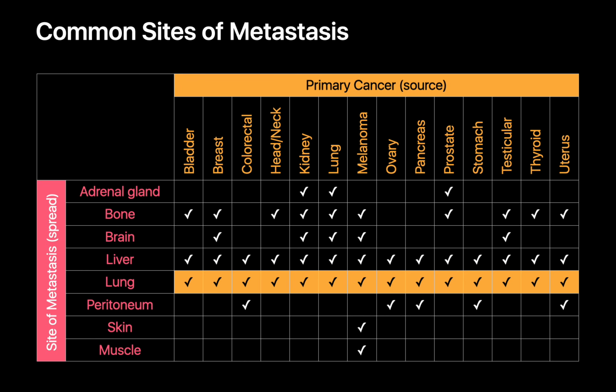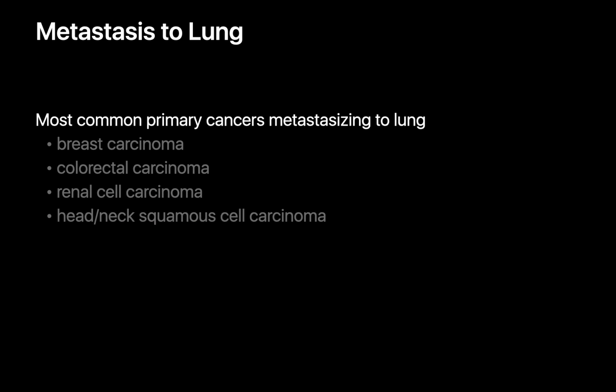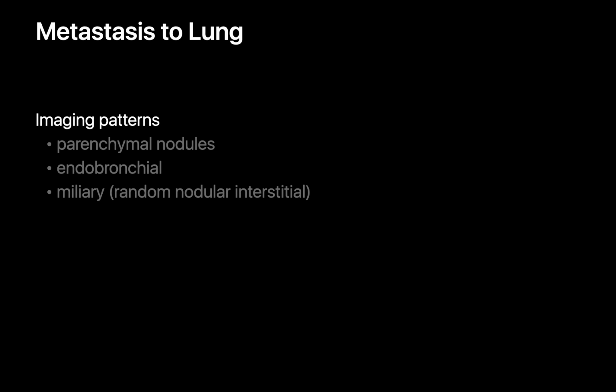Of all the primaries on this chart, I'd say that the top non-lung primaries that may metastasize to lung are breast cancer, colorectal cancer, renal cell carcinoma, and head and neck tumors. Metastases to the lung may present in 3 different ways: as parenchymal nodules, as endobronchial metastases, and in a miliary or random nodular interstitial pattern.